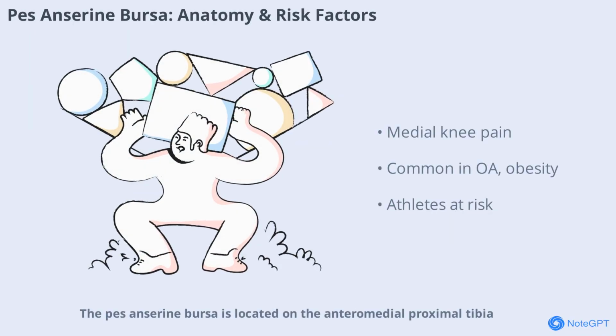The pes anserine bursa is located on the anteromedial proximal tibia, beneath the sartorius, gracilis, and semitendinosus tendons. It's a common source of medial knee pain, especially in overweight middle-aged women with osteoarthritis, diabetes, or valgus alignment. Athletes exposed to repetitive stress like runners are also at risk.